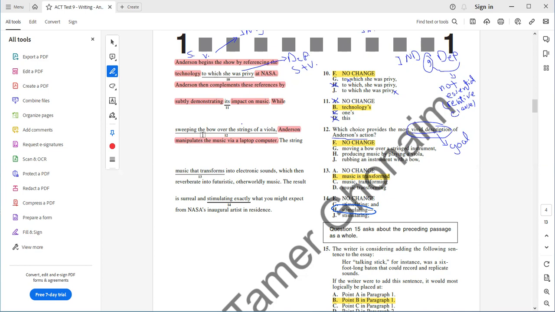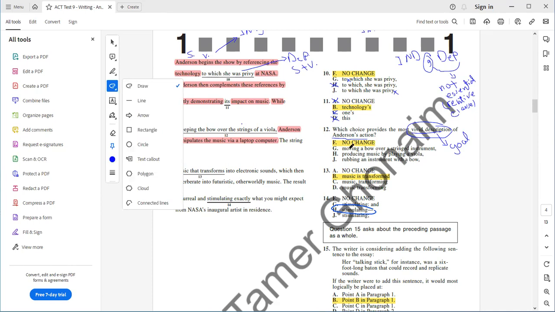Okay, wait. Sweeping the bow over the strings of a viola. I hear it as a kind of vivid description because he used a lot of imagery here. How he sweeps the bow, and now he said strings of viola. So sweep the bow. Oh, sweep. It's something vivid. Okay, let's look at G. Moving a bow? No, no, no. Sweep is better. Sweep is a kind of clarification. Vivid description. No, thank you.